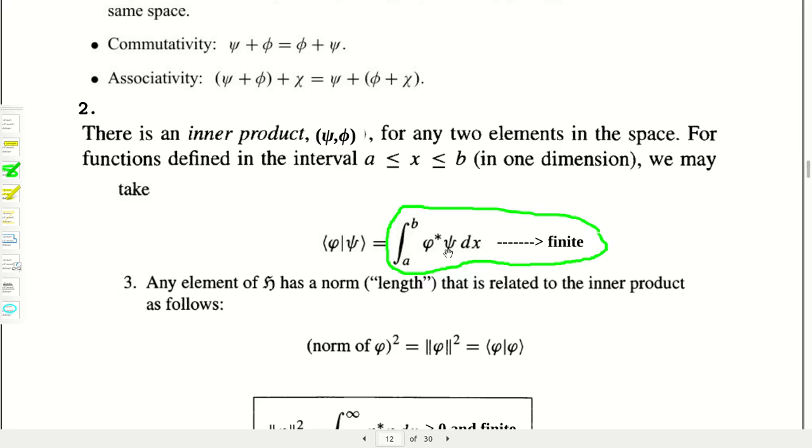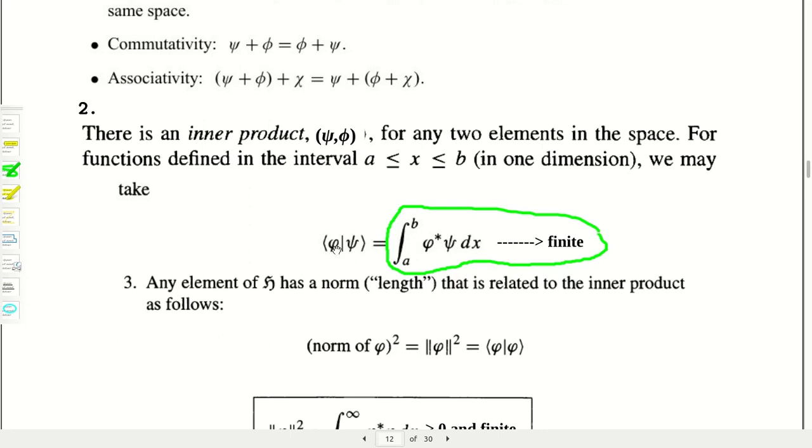Okay, so this integral is named the inner product, and its symbol is psi comma phi. If psi comma phi is there, it is written psi comma phi, but here it actually means phi comma psi.